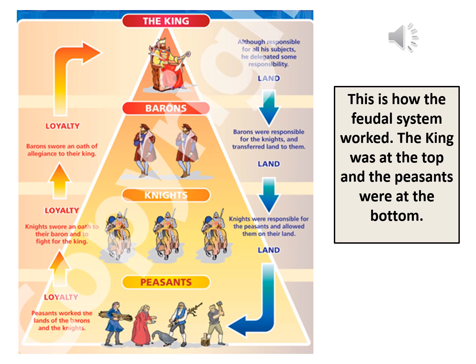The knights swore an oath to their baron and to fight for their king, whilst the barons swore an oath of allegiance to their king. So you can see here that we have at the top the king and below are different stages of power. They are all promised things such as land in return for loyalty.